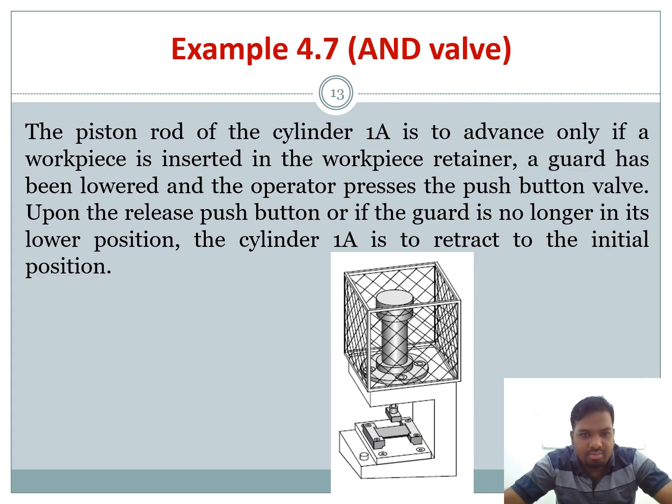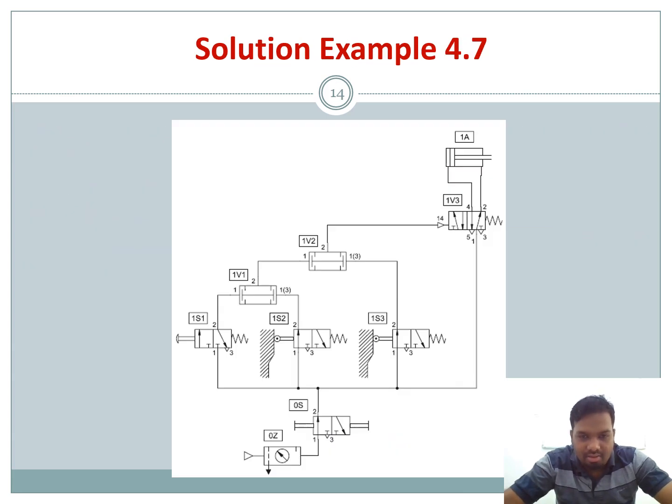Then to release, meaning for the cylinder to retract, you need to release the push button or the guard must be open. So meaning you need to have a sensor to know the position of the guard, and also you must have a sensor here to check whether the workpiece is there for it to extend. Okay, so this is the solution.